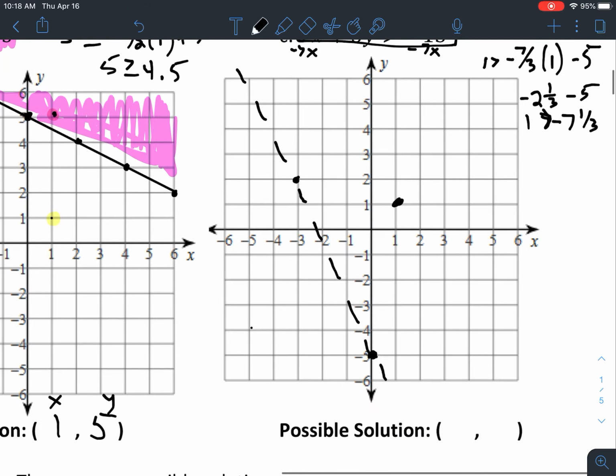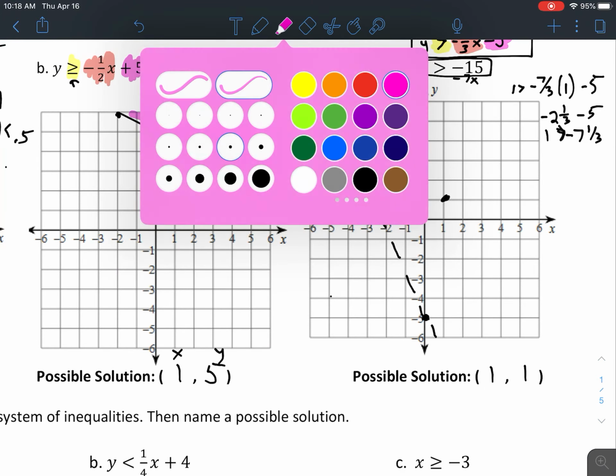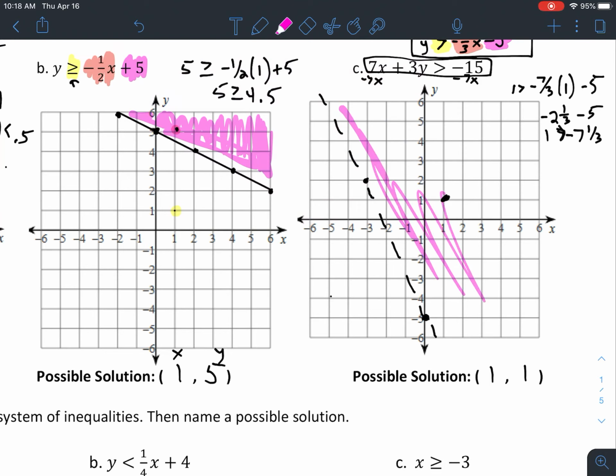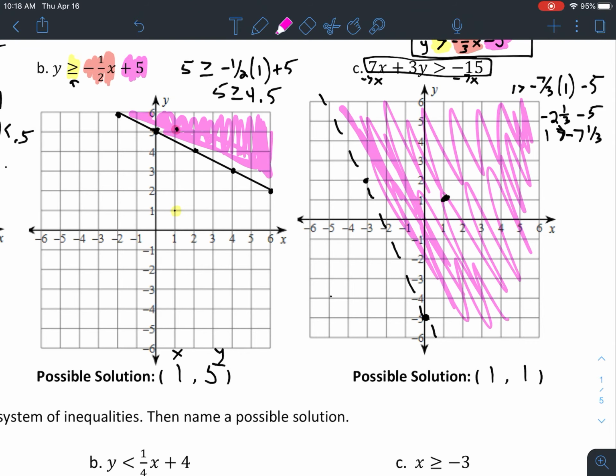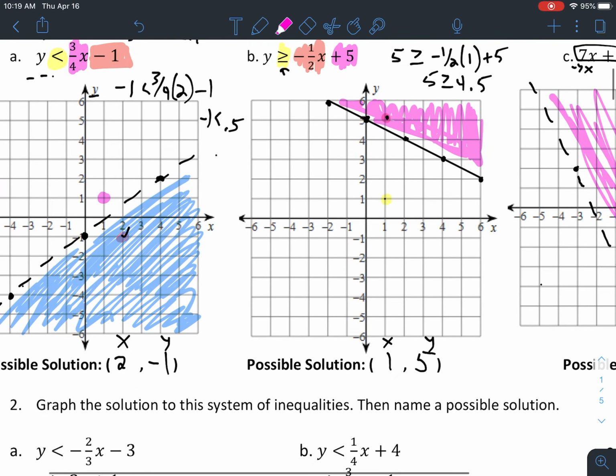So our problem here, possible solutions could be 1, 1 works. So then you would just take and shade this side of the graph, because that worked. Now if I picked a point like we did in the first one that did not work, or actually the last 2 that did not work, you would not shade that side.